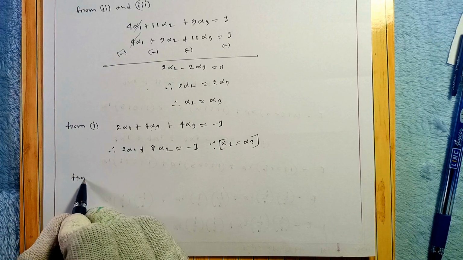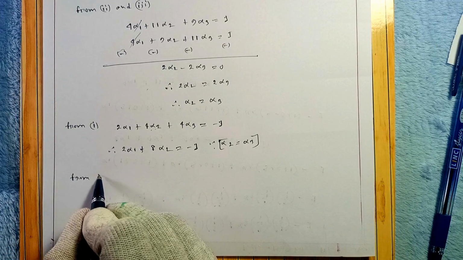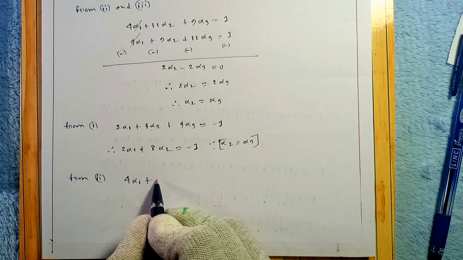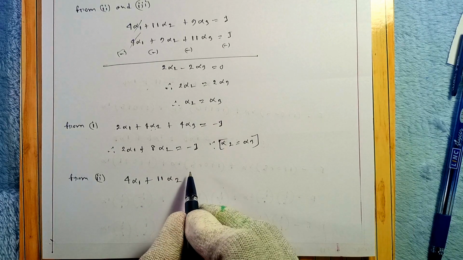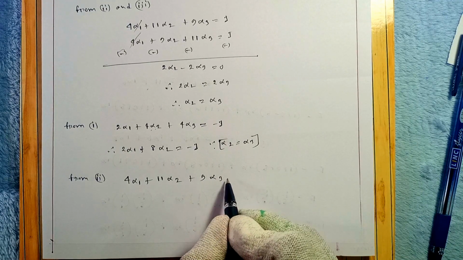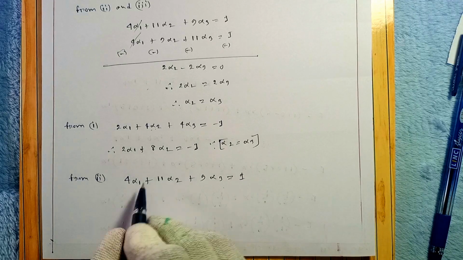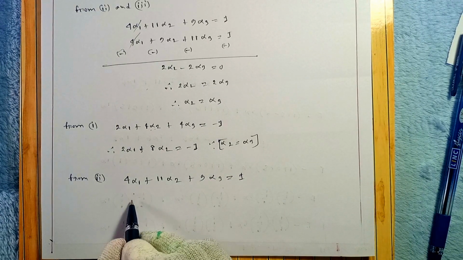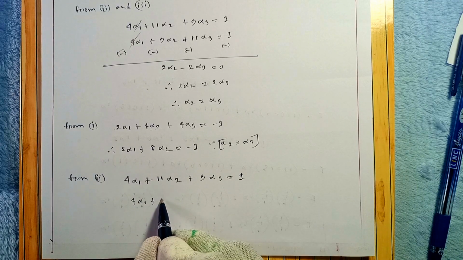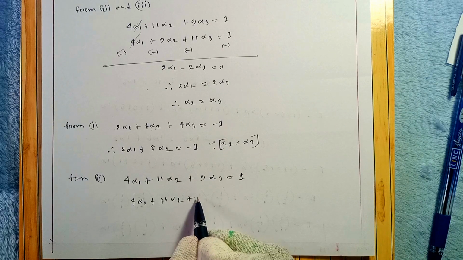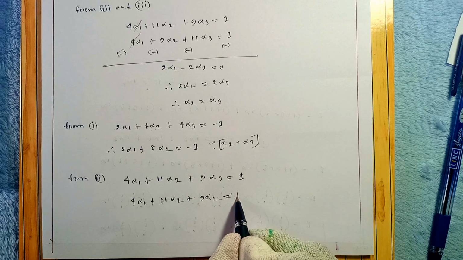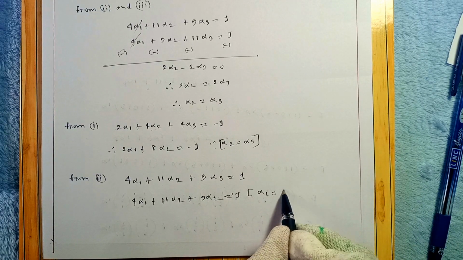Now from equation number 2, equation number 2 is 4 alpha 1 plus 11 alpha 2 plus 9 alpha 3 equal to 1. Again we know alpha 2 equal to alpha 3, so we can write here 4 alpha 1 plus 11 alpha 2 plus 9 alpha 2 equal to 1, because alpha 2 equal to alpha 3.